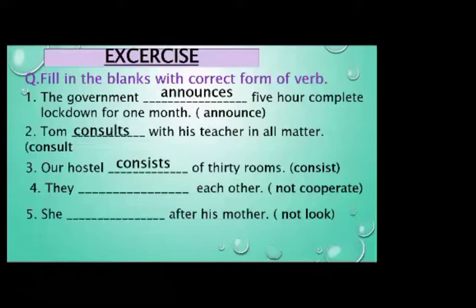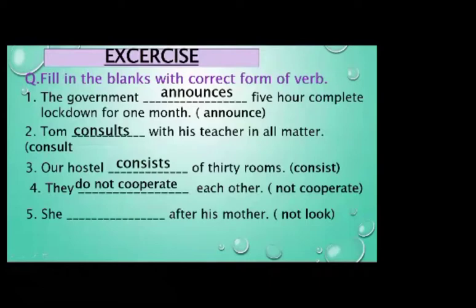Now let's see the answer to this. They do not cooperate. Aisha, Abid, yes, you are right, beta. Alina, you will use do with it because they do not cooperate. Ishal, you are right. Okay. Insha, you are wrong. It will come do not cooperate. They do not cooperate each other.